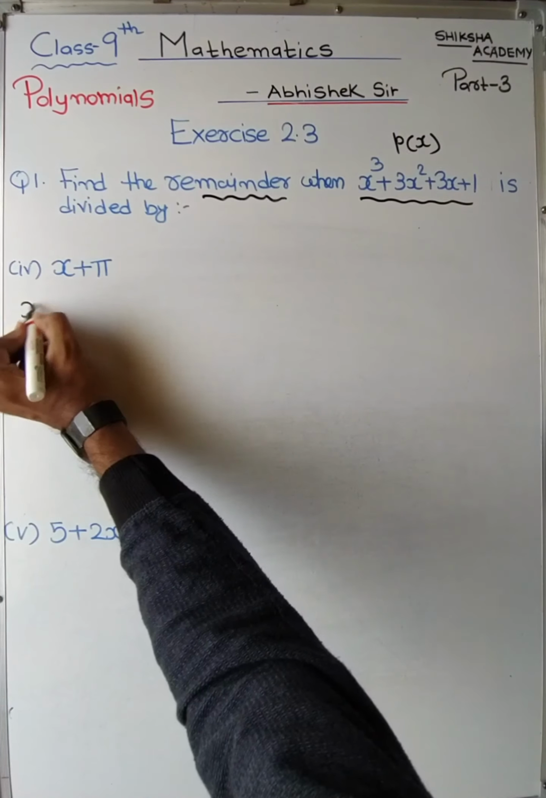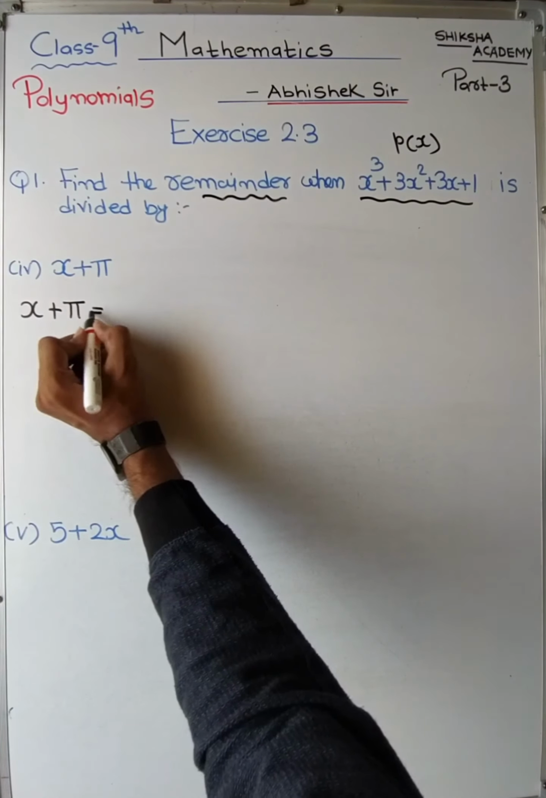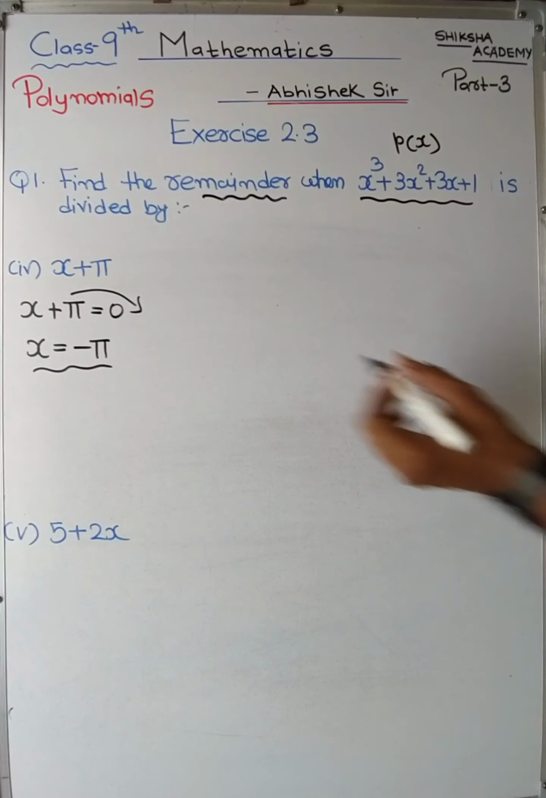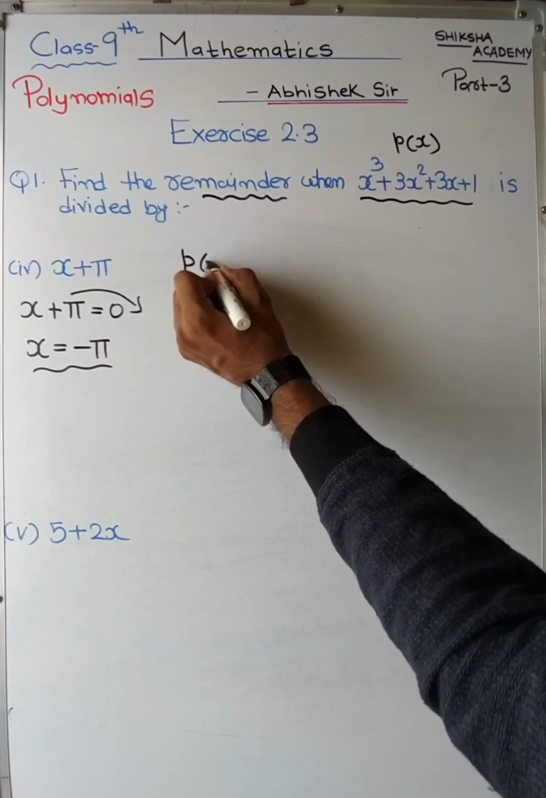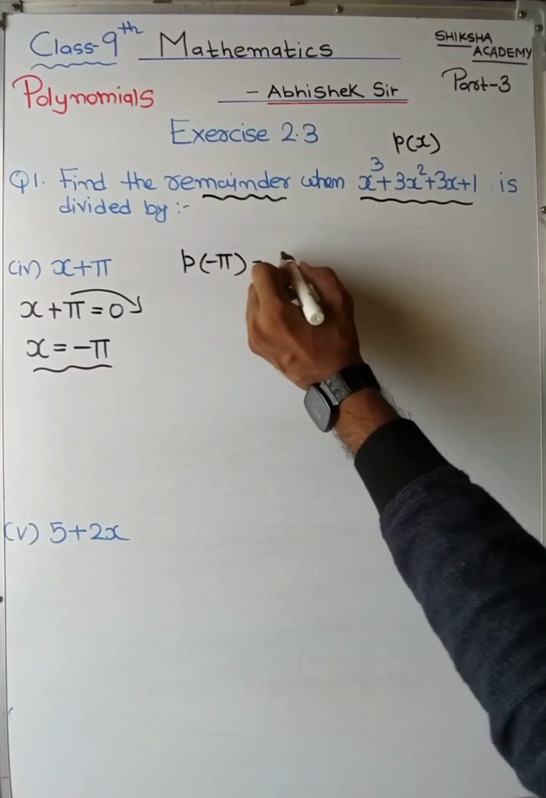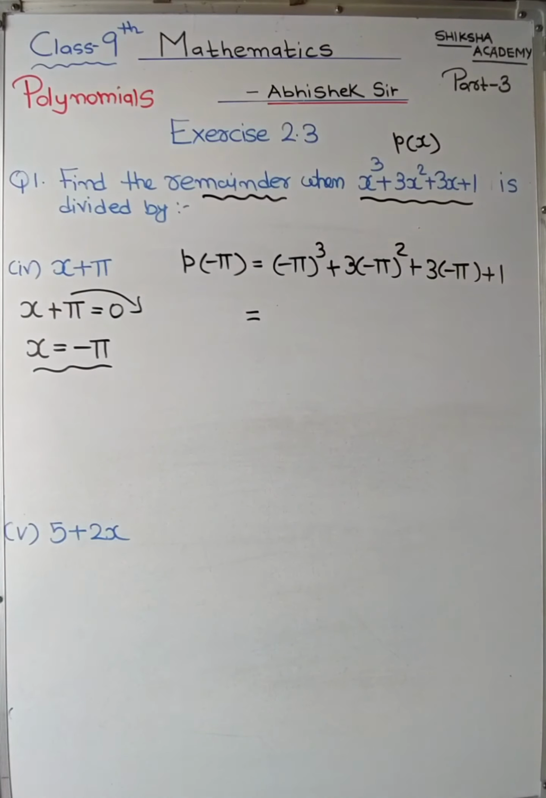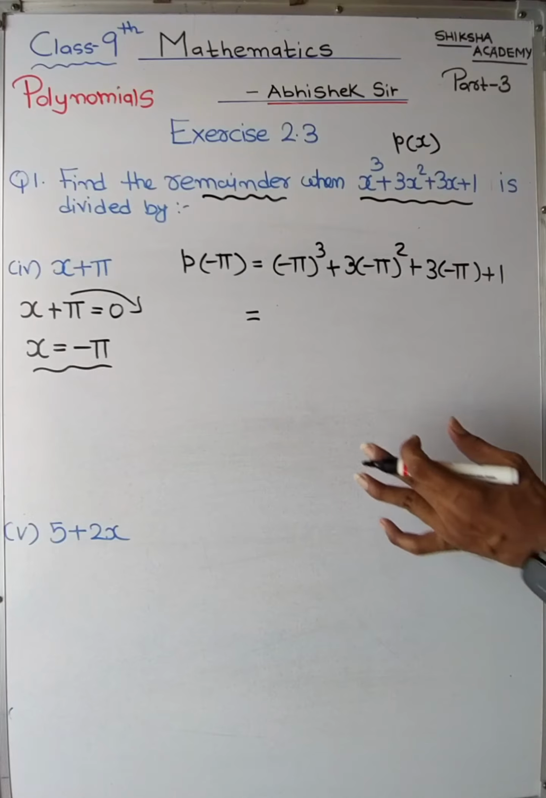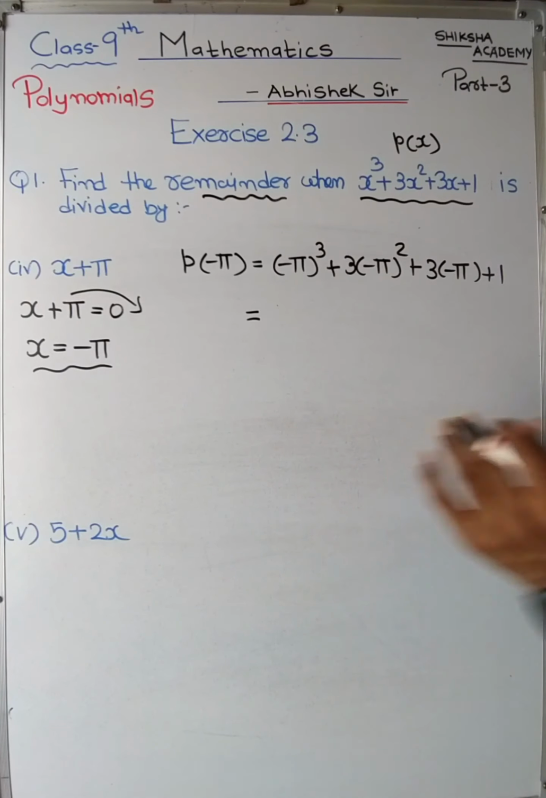Following the same rule, x plus pi is to be compared with 0. So the value of x will be minus pi. So instead of any number we have pi. Following the same rule, we will put p of minus pi. So this will become (minus pi) whole cube plus 3 into (minus pi) whole square plus 3 into (minus pi) plus 1. Note that don't put the value of pi as 22 by 7, otherwise it will become very lengthy. So we will find our answer in terms of pi only.